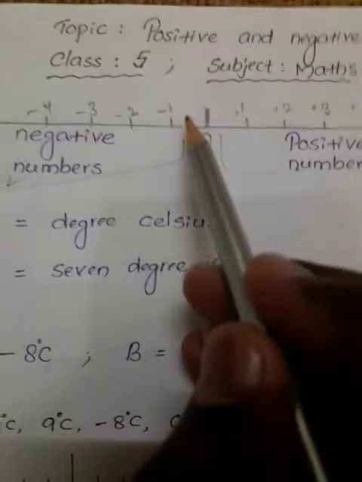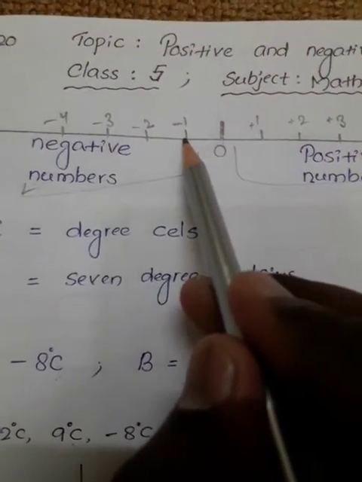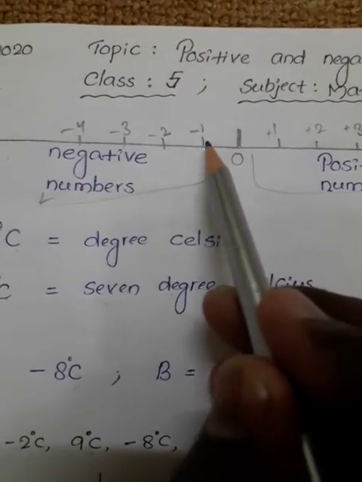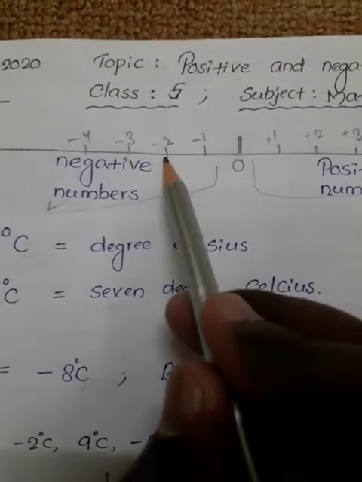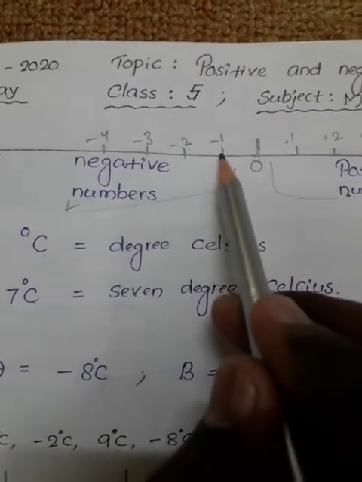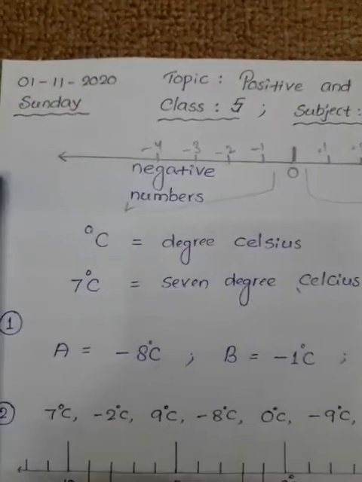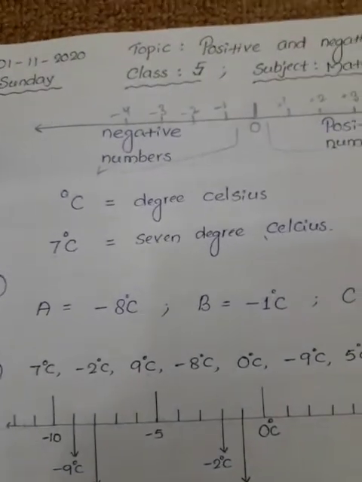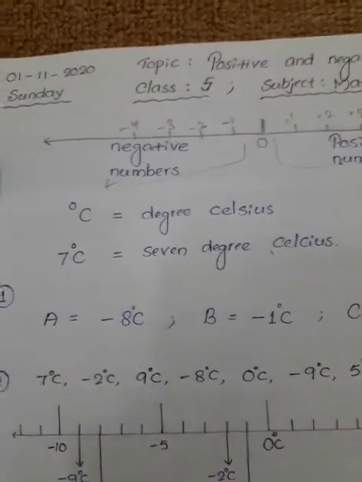Why? Because here is the 0. So -1 is nearest to 0. -1 is nearest to 0. So -2 is farther away from the 0, right or no? So -1 is bigger than -2. So in the negative values, if it is far away from the 0 on the negative side, it is the smallest.